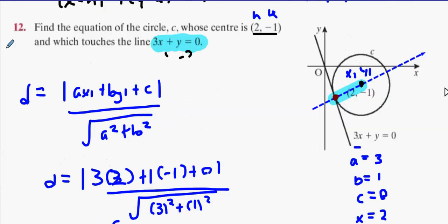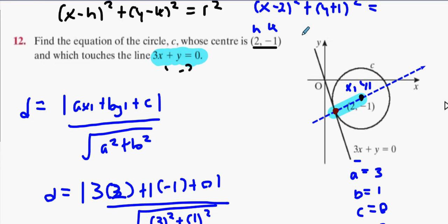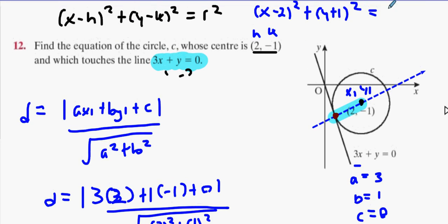Sorry about that, lads. 2 ways of doing it. Obviously, Chaddy's way is a lot faster, so do that way in the test. Right, my bad. Alright, move on to 13.